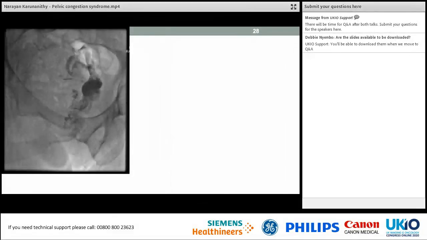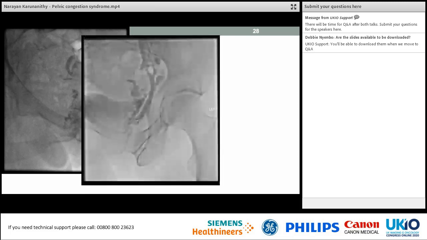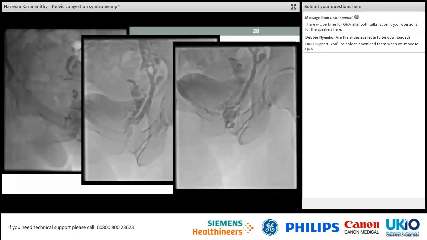These are further images where I've selectively cannulated the uterine vein and demonstrated quite marked refluxing parametrial network of varices. And on this next image here, these parametrial paravaginal varices are communicating with the paralabial varices that we had seen on the MRI scan.